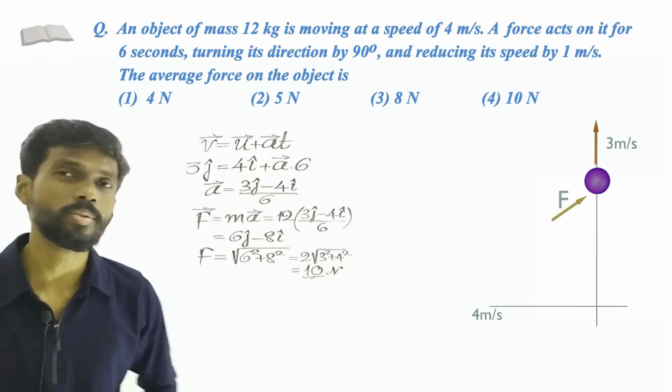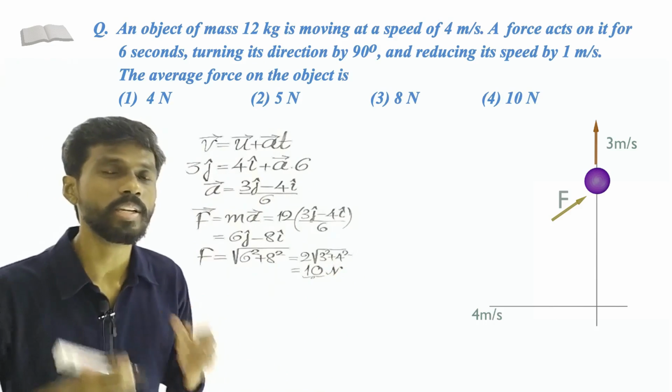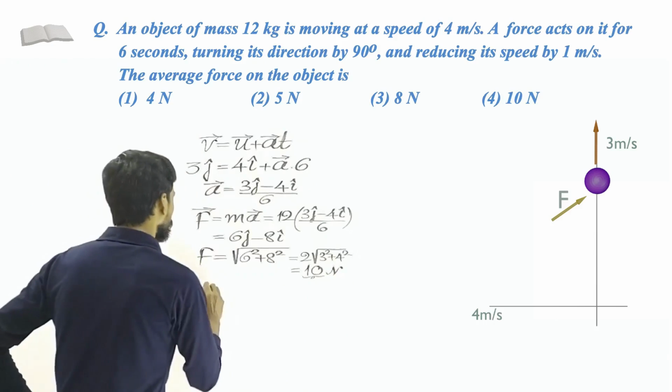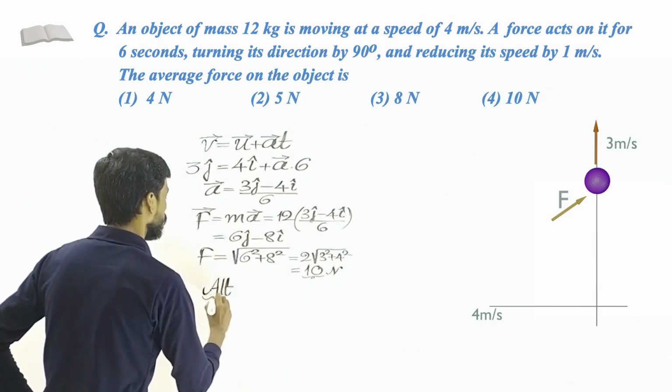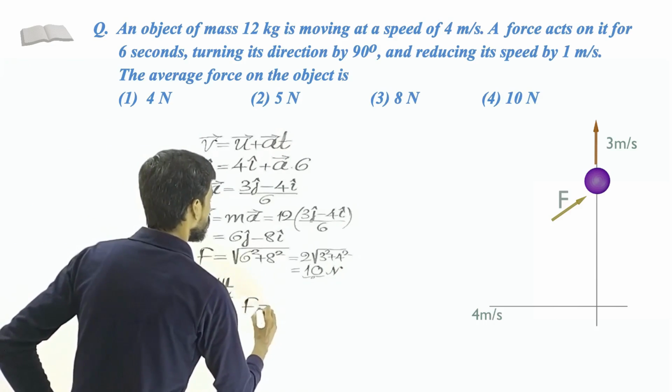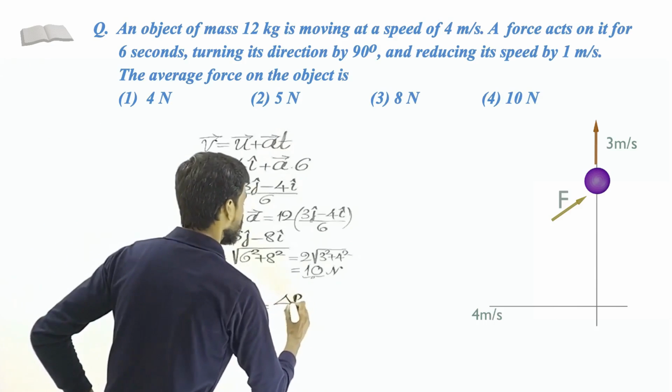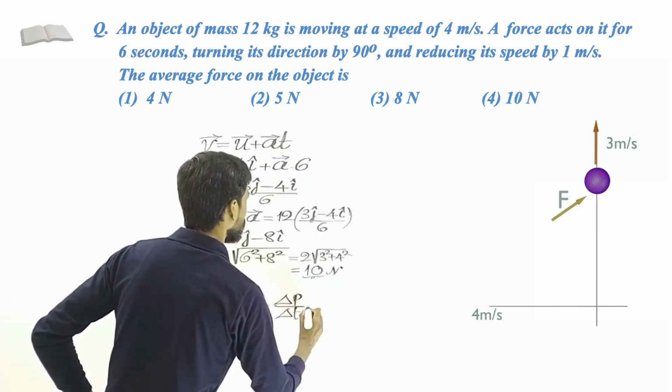Now we can also do this question by another method. We've already done this method. If you want to find the average force, we can use the change in momentum like this. So this is just an alternative method. We know that the force, if it is constant, or we just need the average force, is the change in momentum divided by the time duration, right?